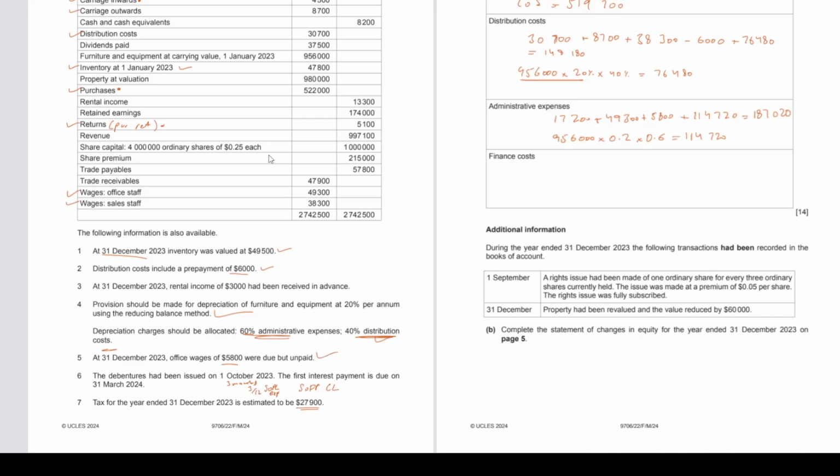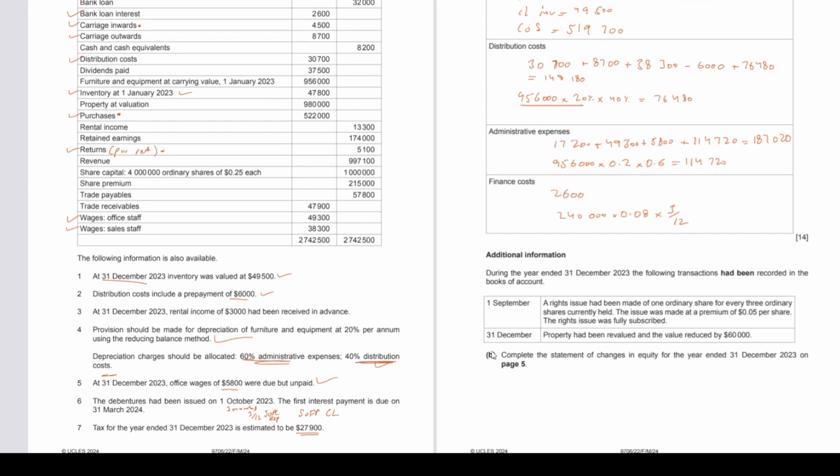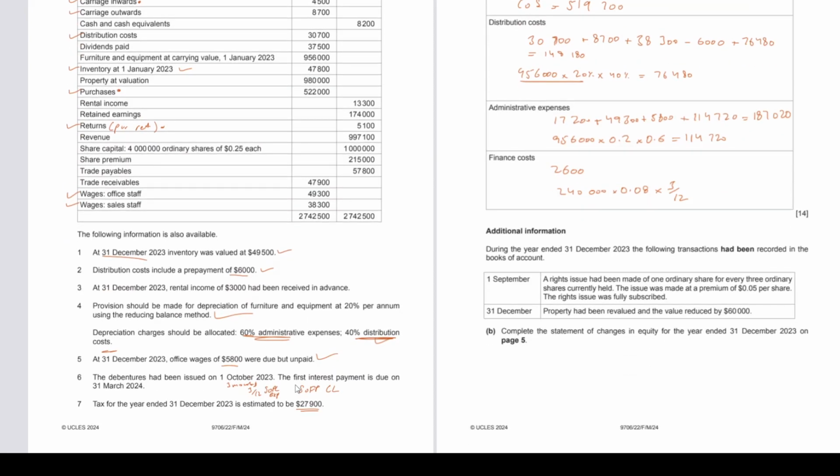In finance cost, let's deal with finance cost now. We have the bank loan interest, which is given as it is, 2,600. Now we need to take debenture interest, which will be 240,000 times 8%. You can put 8%, but I'm going to show you something different. Times 3/12. Why? Because this was issued on 1st October, and currently we are at 31st December. So October, November, December, that's 3 months.